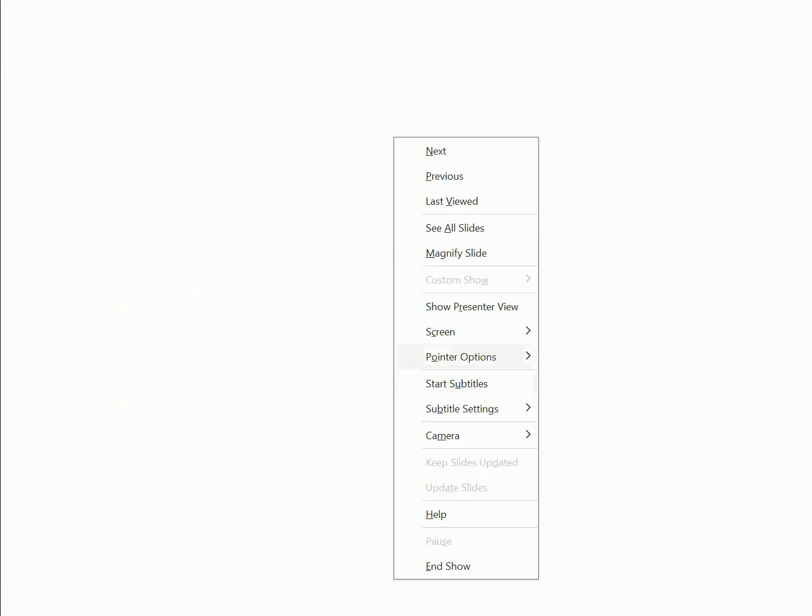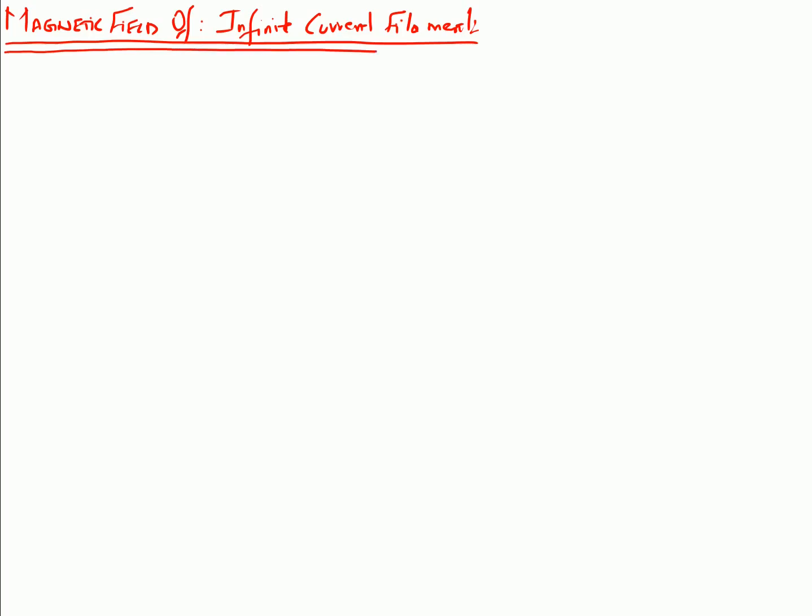So the topic is the application, or how to find the magnetic field. So let's say we need to find the magnetic field of an infinite current filament. This is the first case, and then we'll also look into the equation, not the proof, of the finite current filament. So let us first draw the scenario and then we apply the Biot-Savart law.